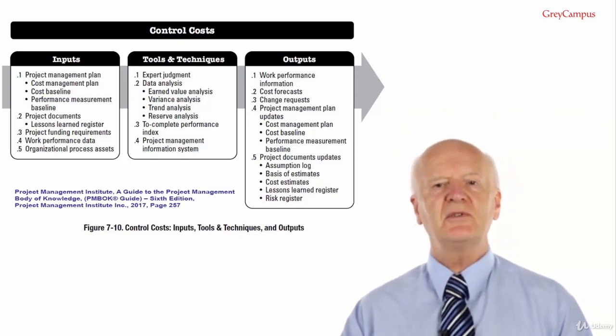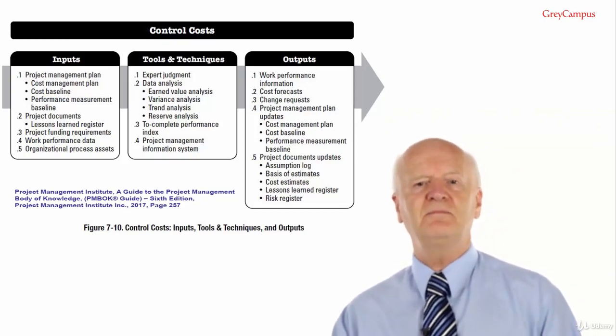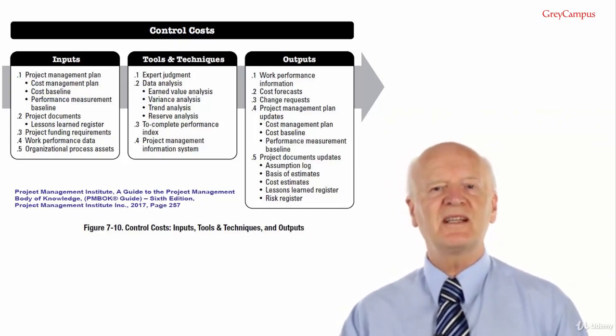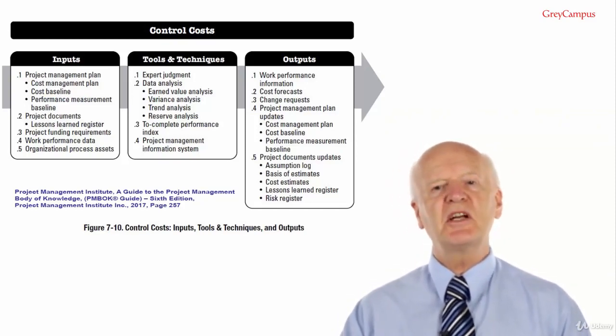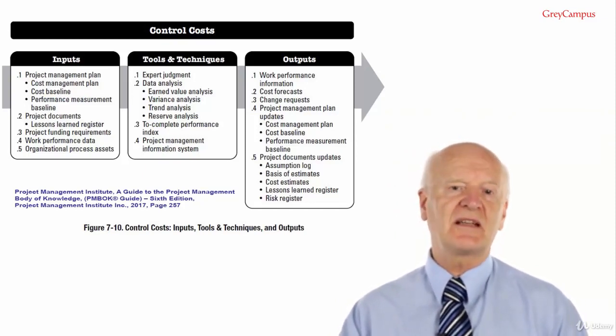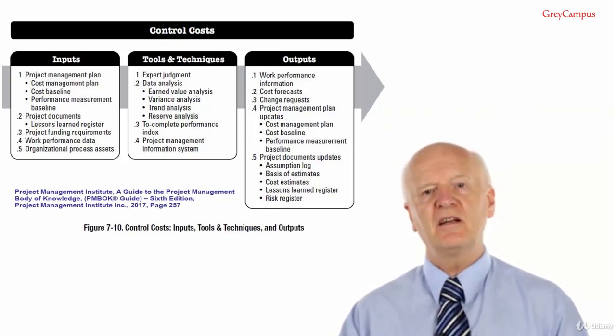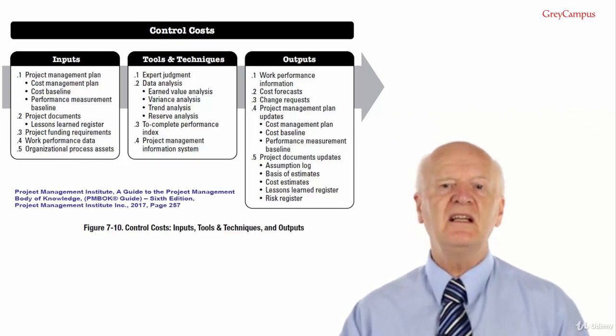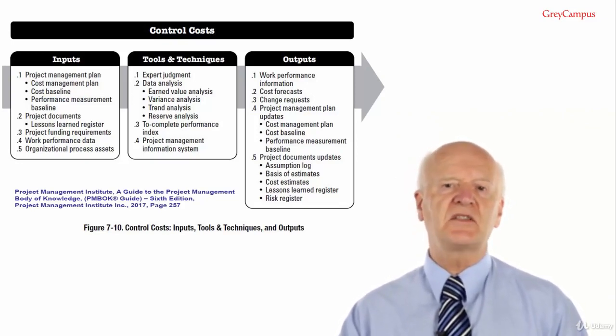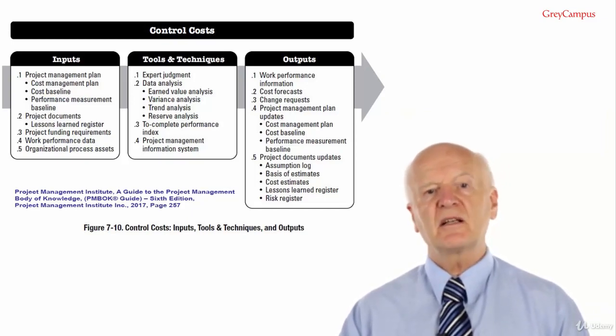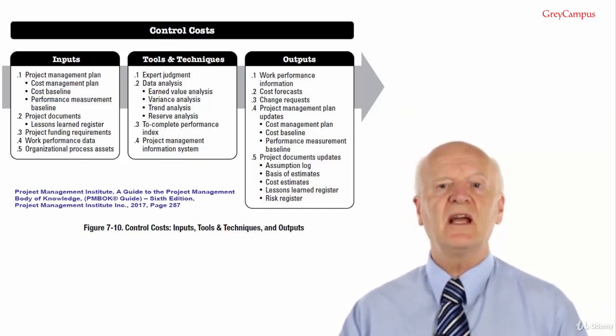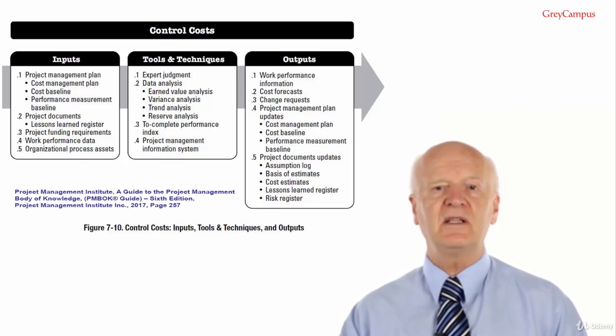Control costs, tools and techniques. Number 1, it's expert judgment again. Examples of expert judgment during the control cost process include variance analysis, earned value analysis, forecasting and financial analysis. Tool and technique number 2, data analysis. The techniques that can be used to control costs include earned value analysis, EVA.